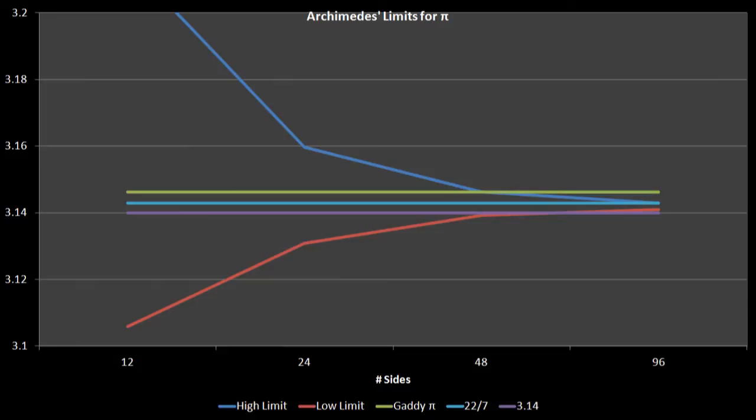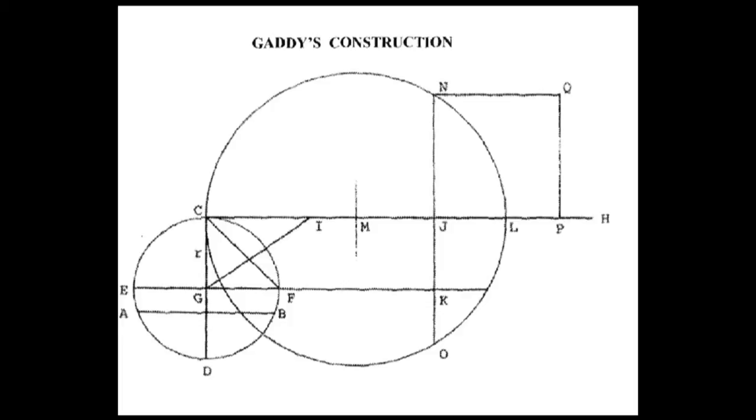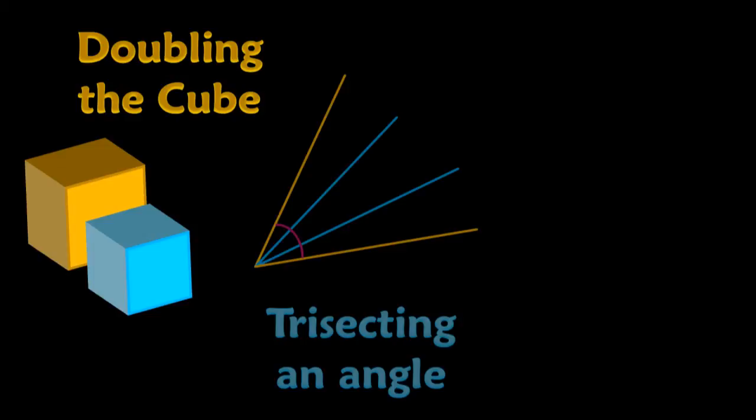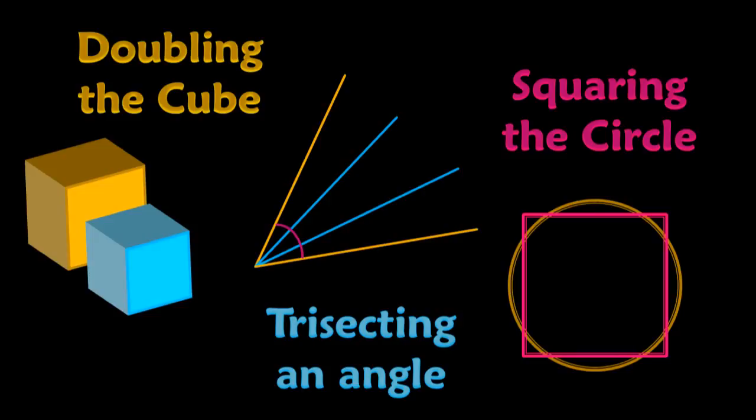Either his pamphlet was a farce, an April Fool's joke, or Rene totally misunderstood the purpose for Gaddy's construction. Gaddy wasn't trying to derive the value of pi, he was simply constructing a square with an area close to that of a circle. This exercise was nothing more than working out a puzzle, one of the three classic problems of antiquity, which are: construct a cube with twice the volume of another, construct two line segments that divide an angle into three equal parts, and construct a square with the same area as a circle.